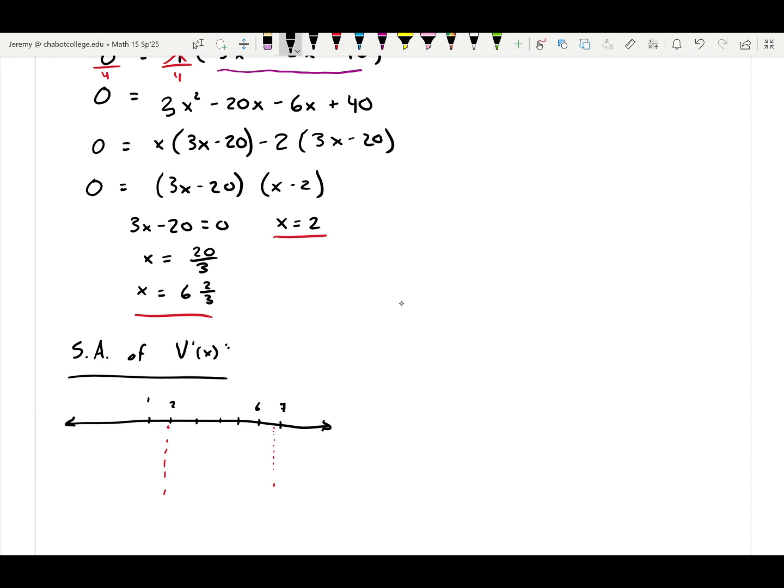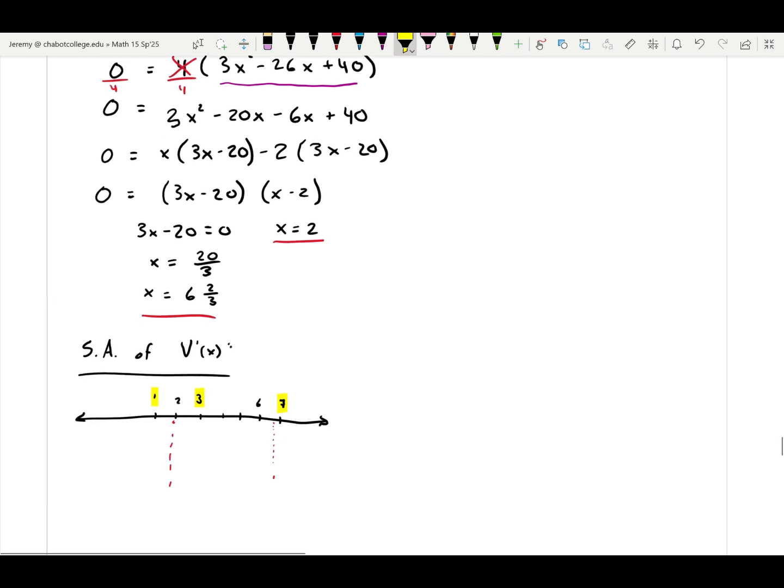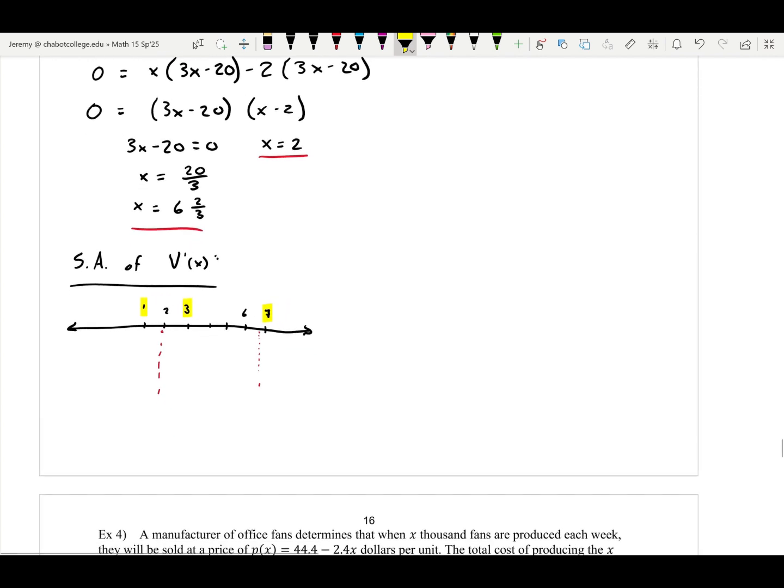So some test values that I can use. I'll probably just go with 1 and 3 and 7. That'll test each of those 3 intervals that I'm seeing appear here. And I want to know what is the sign of v prime. That'll tell me where my volume function is increasing, decreasing, and so on, so I can find the local maximum. That's what I'm after this time.